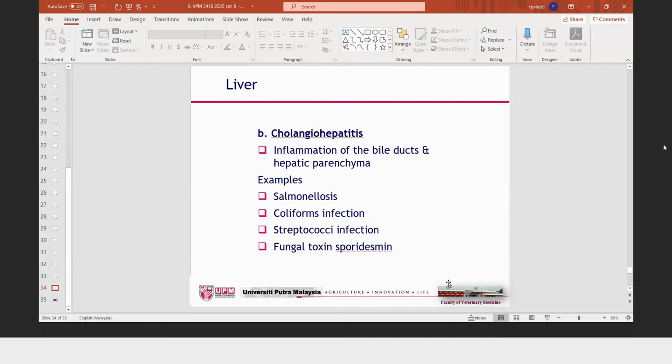Cholangiohepatitis is inflammation of the bile ducts and hepatic parenchyma. And diseases that can cause that, very commonly, are salmonellosis, coliform infection, streptococci infection, as well as fungal toxin. Okay.